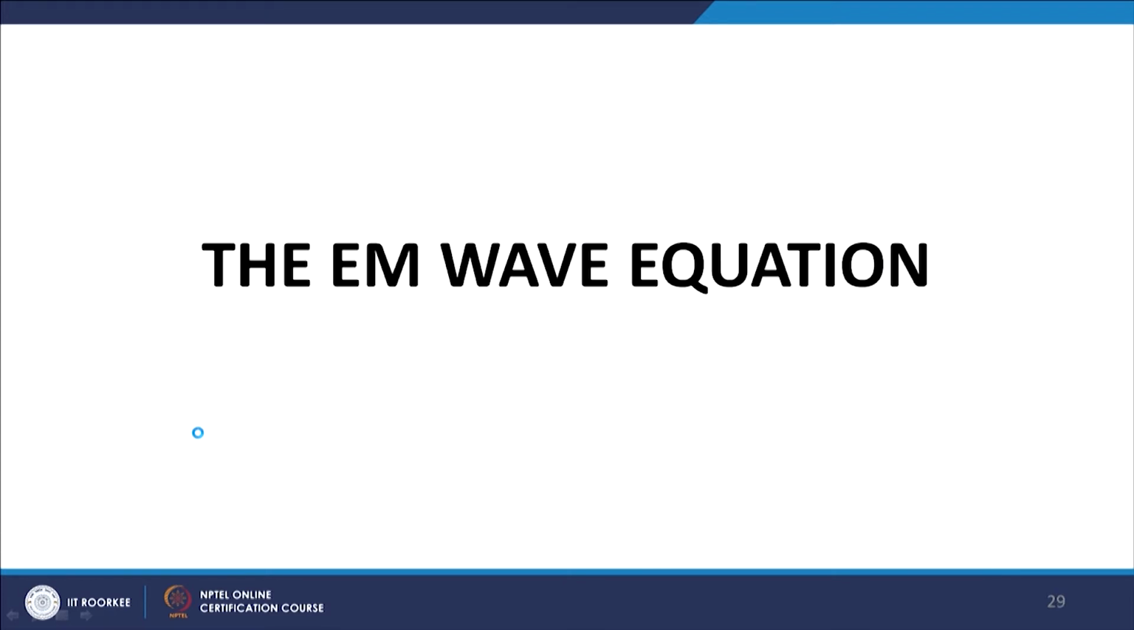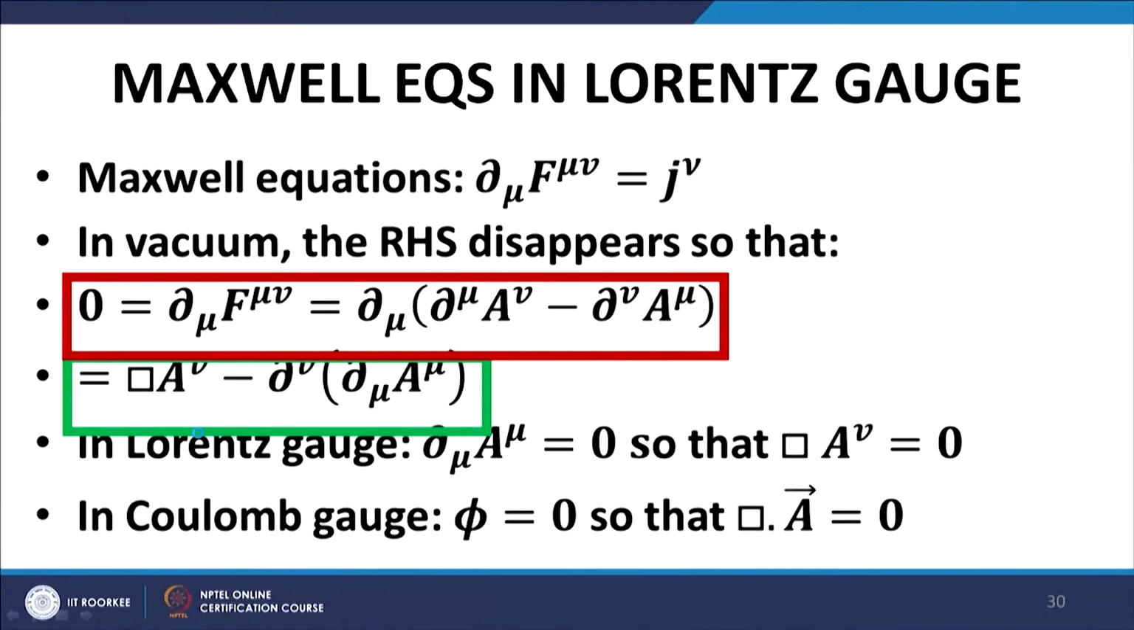Now, we come to the electromagnetic wave equation. The Maxwell equations, as you recall, are given by the first expression in terms of the electromagnetic field tensor. In vacuum, of course, there are no sources and no currents, so the right hand side vanishes, and in the Lorentz gauge, the term in the round brackets in the green box also vanishes. So, what we are left with is box of A nu equal to 0.